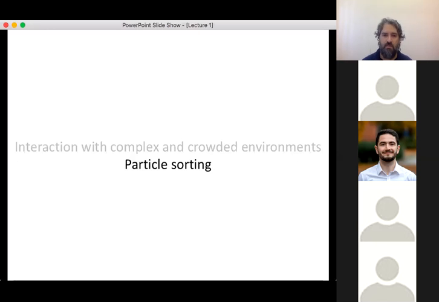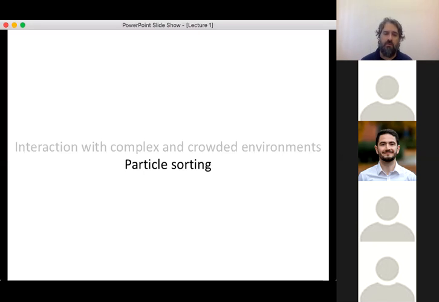So let's start with the first one, particle sorting. So what do we want to do? Well, we want to sort particles. Why do people want to sort particles? Well, it's very useful for many things, you can imagine. Think of food industry, cosmetic industry, environmental monitoring. We really want to know what particles are in different solutions, for example.